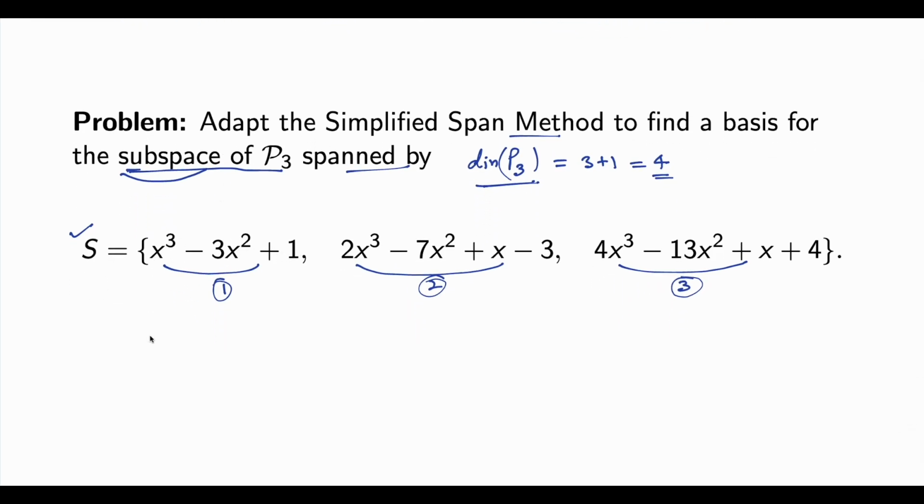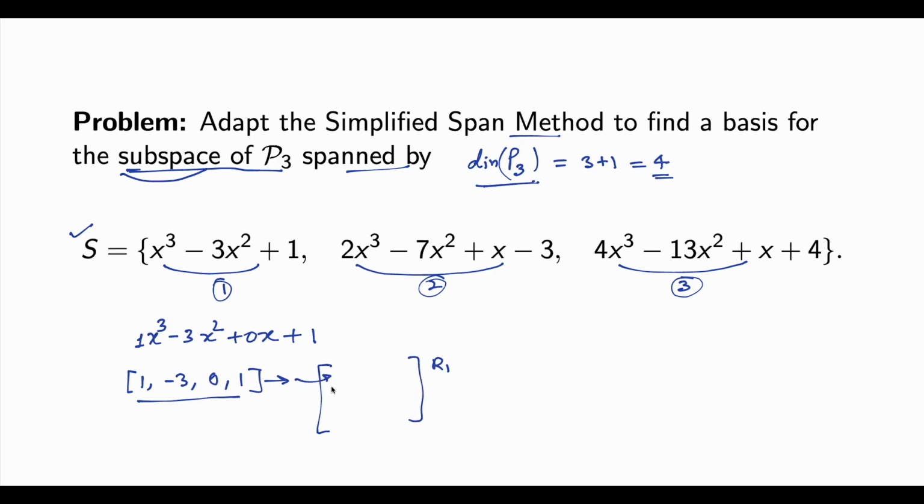If I want to write this, the x3 coefficient is 1 and the x2 coefficient is 3, 0 times x, plus 1. So I am going to write 1, minus 3, 0 and 1 as one vector. And I'm going to allocate this vector as a row of the given matrix. So it will go in the R1 place, and similarly this vector will go to R2 and so on. This is the simplified span method. We allocate vectors row wise.